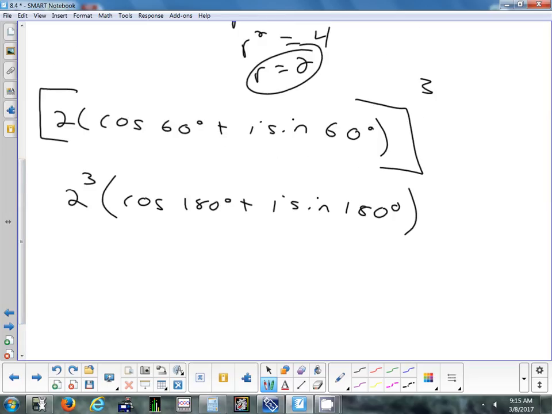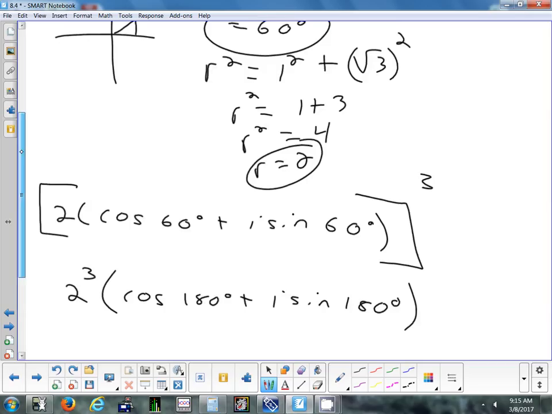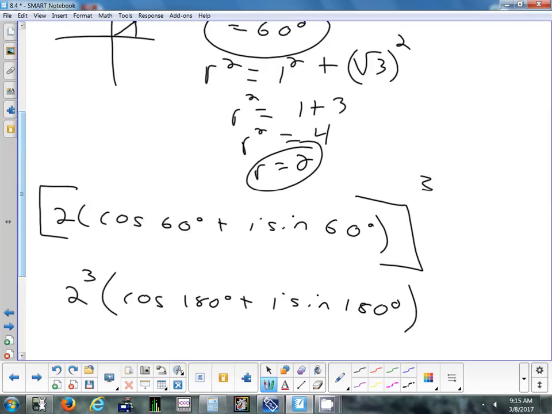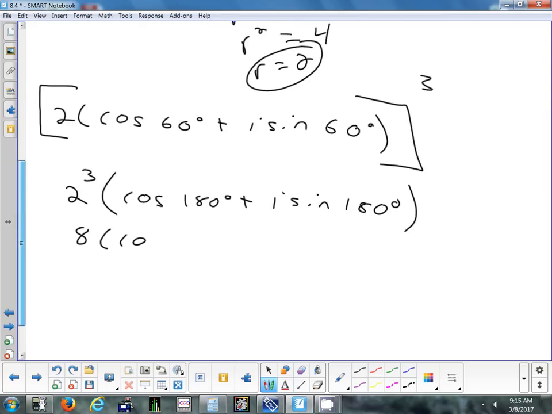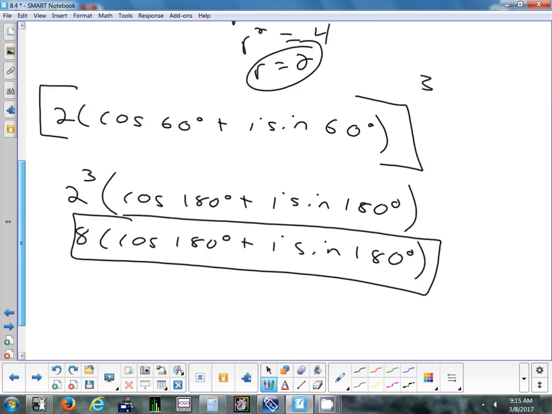Questions on that? So this is trig form. Questions on how we got to trig form? No? Okay. So I cubed the 2 because I'm cubing, and I multiplied the angle by 3 because I'm cubing. So you take the radius, raise it to the power, take the angle, multiply it by the power. So it'd be 8 cosine 180 plus i sine 180. Now that is your answer in trig form. And if they say to leave it in trig form, you're done.